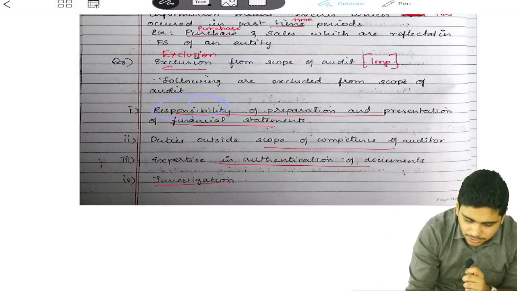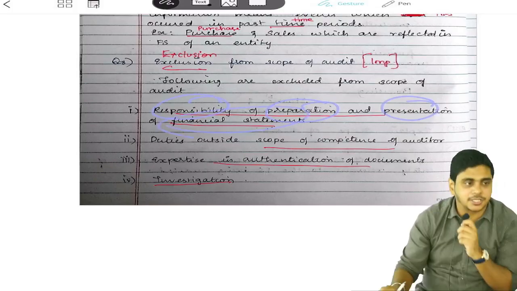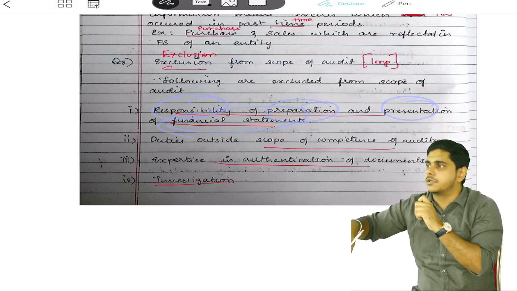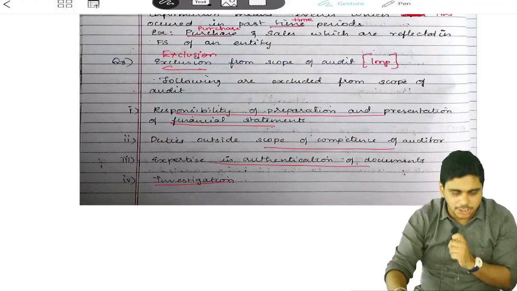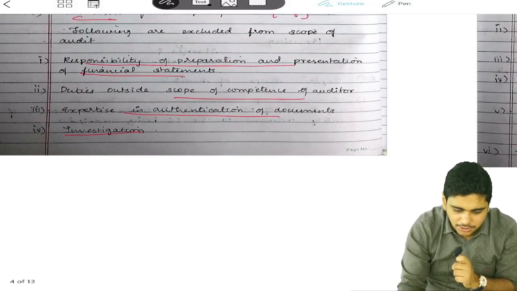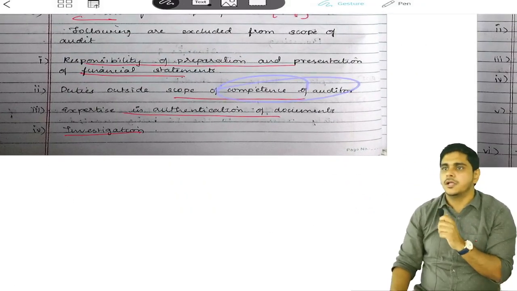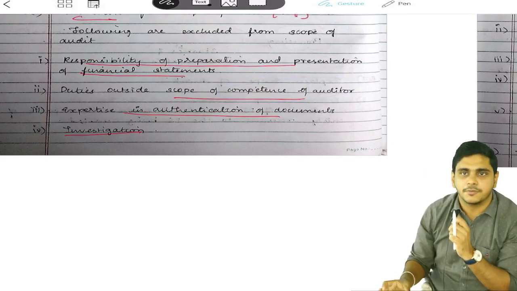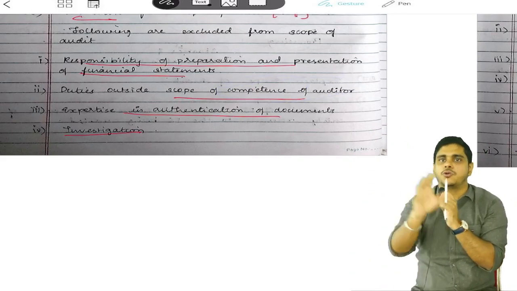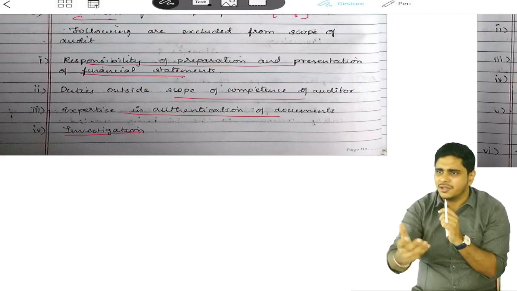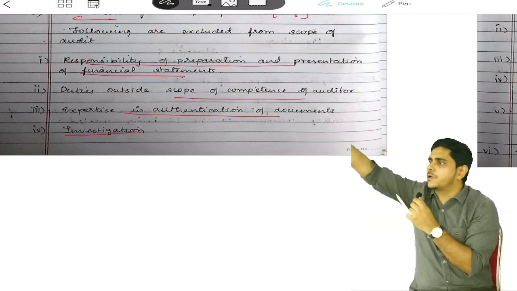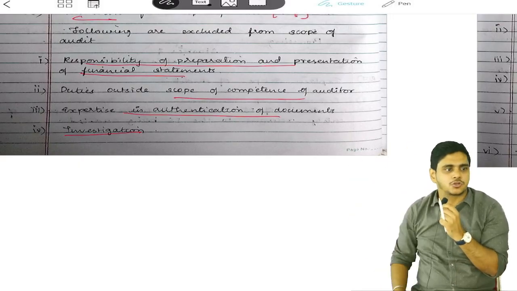So, responsibility of preparation and presentation of financial statement. It is not our responsibility because it is whose responsibility? Management. Duties outside the scope of competence of the auditor. Like for example, valuation. As an auditor, what do we do? Audit. Valuation is not our job. It is the valuer's job. So it is not included in the scope of audit.